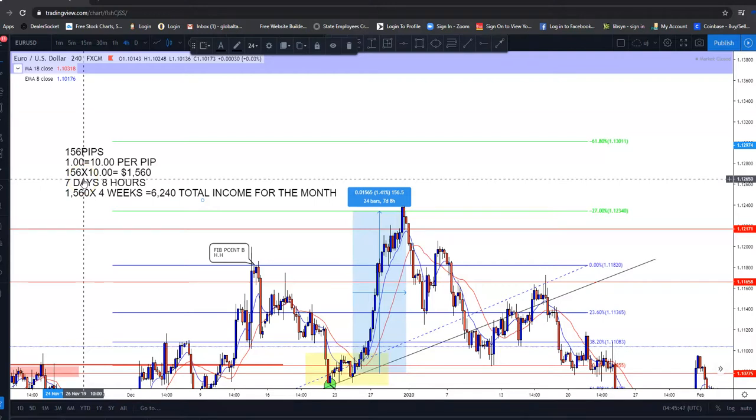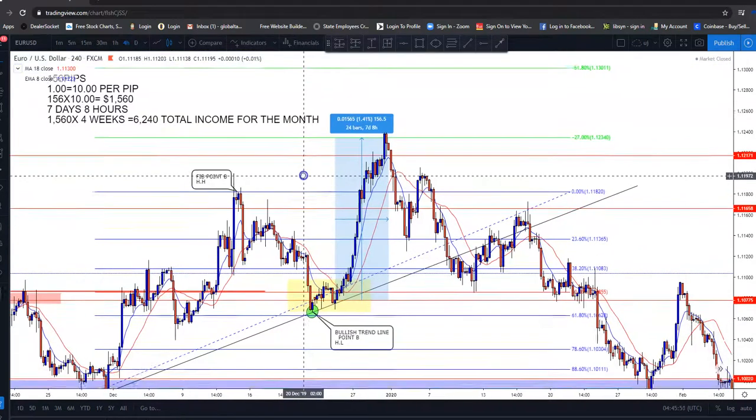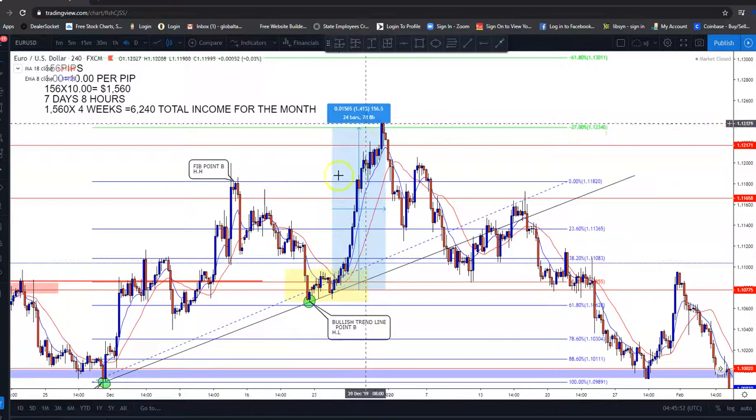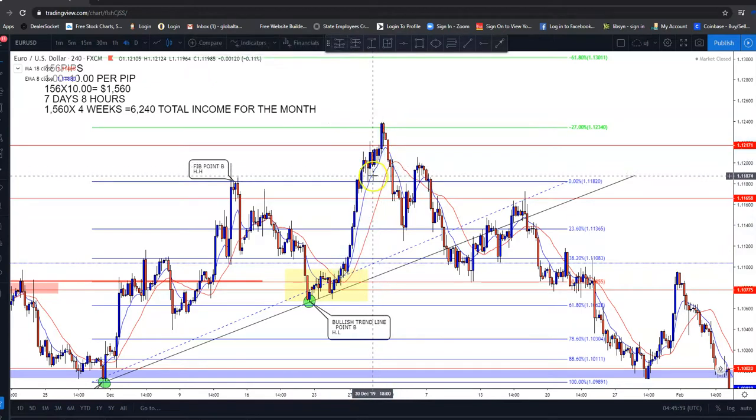And just keep in mind, this was a big move. If someone really entered this move, the way I see it, it took a lot of patience. A lot of patience. So the big thing in Forex is patience.